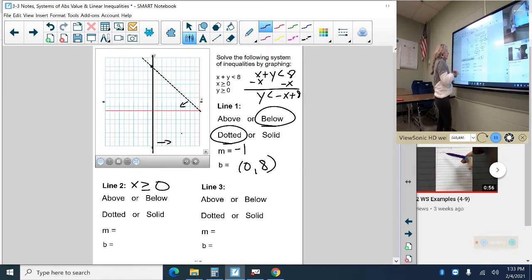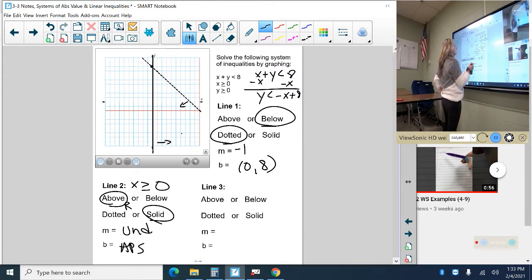Now we have to grab, oh, I forgot to answer the questions, but basically it would be above, or in this case, to the right. It would be a solid line. My slope is undefined. My y-intercept is all solutions. It's because it's the y-axis, so no big deal there, but it's all possible solutions. And this one, y is greater than or equal to 0.